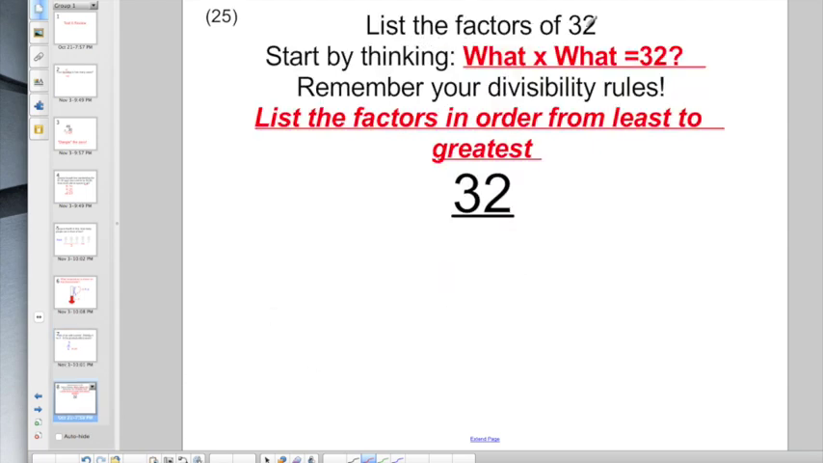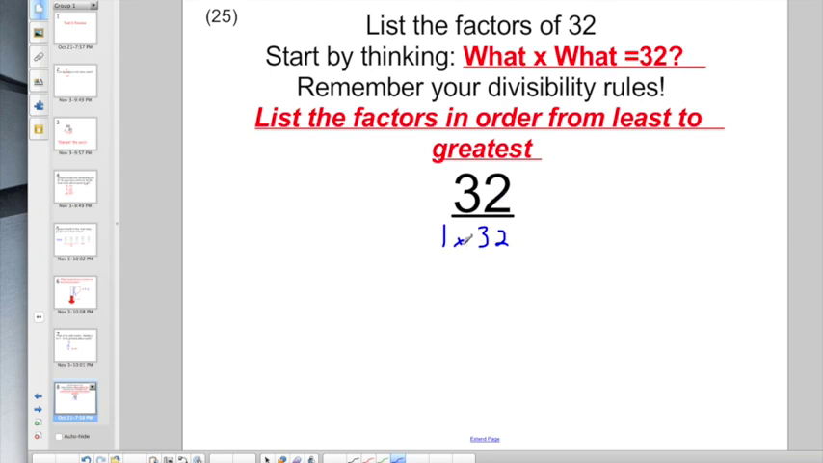List the factors of 32. Start by thinking, what times what equals 32? And you're going to want to remember your divisibility rules because a multiplication chart just doesn't cut it sometimes. And then you got to go and list all your factors in order from the least to the greatest. Always start with your easy one. 1 times 32. Every single number out there at least has 2 factors, 1 times itself.